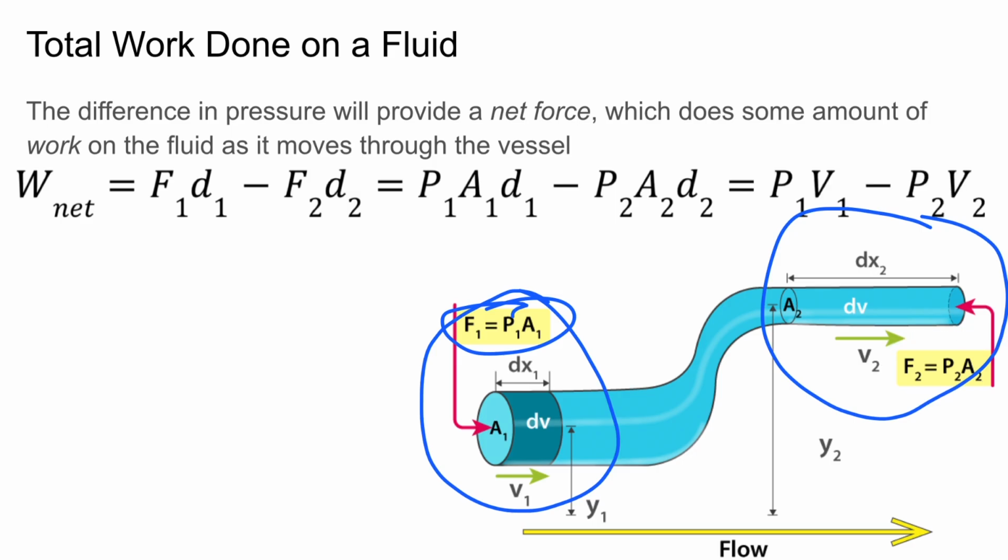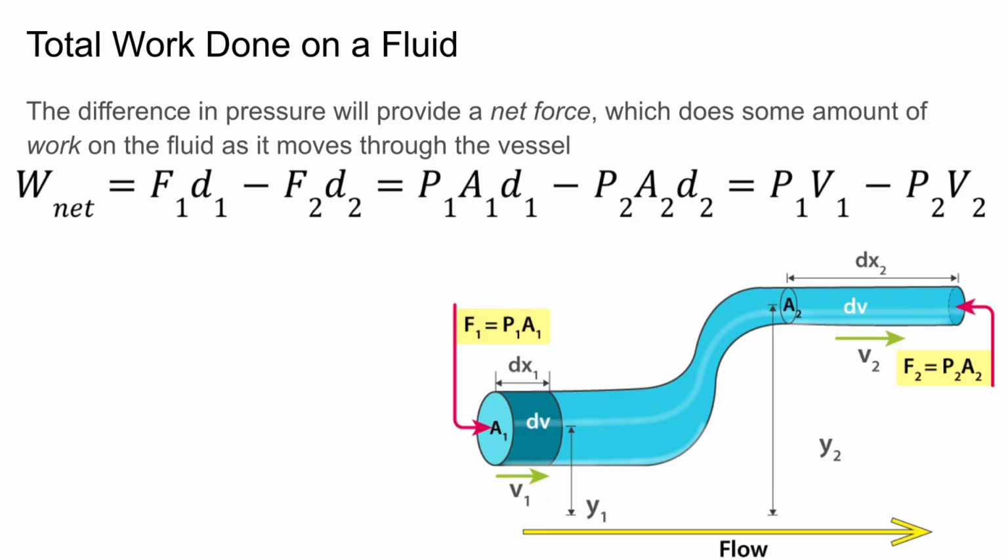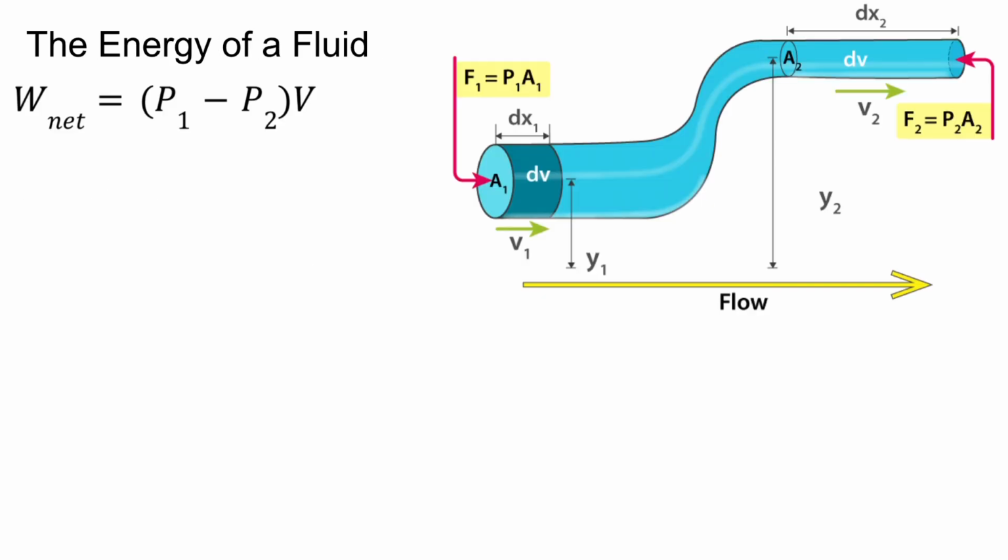And finally, we know that area times distance is the volume of the fluid moving by that point over that time interval, right? So P1, or pressure at point 1, times the volume at point 1, minus the pressure at point 2 times the volume at point 2, will equal our net work. And finally, we can pull out the volume. We end up with (P1 minus P2) times volume equals our net work. And we're going to bank that.